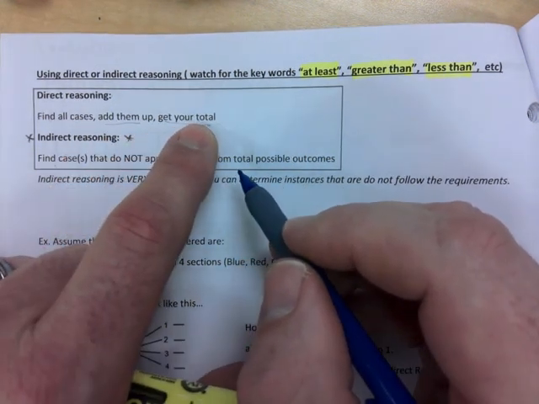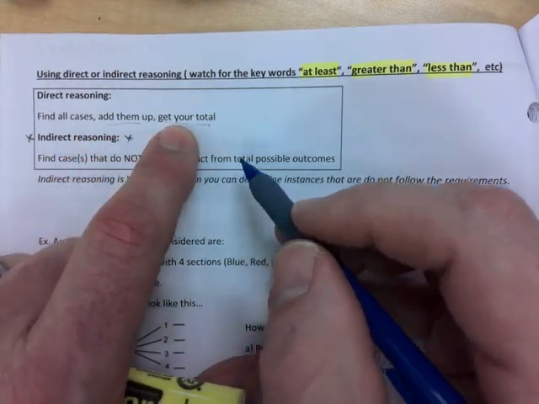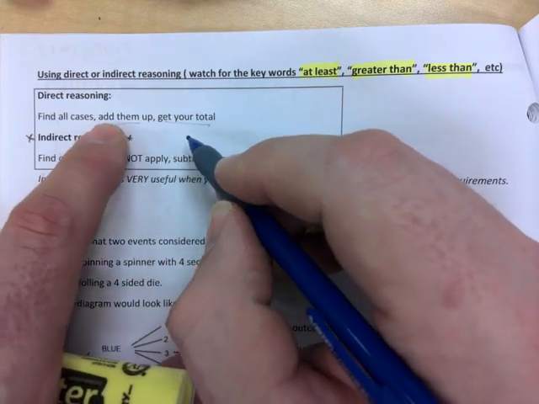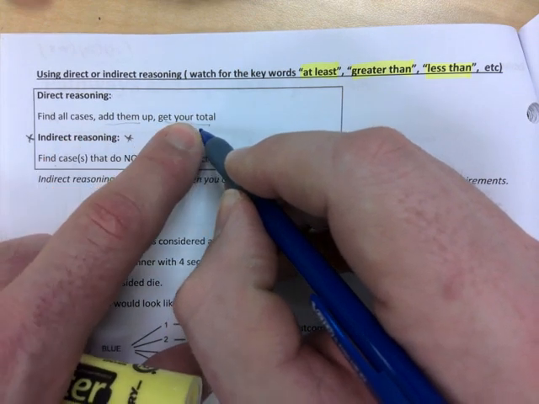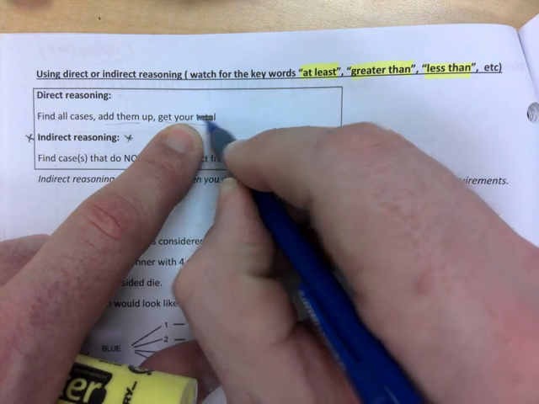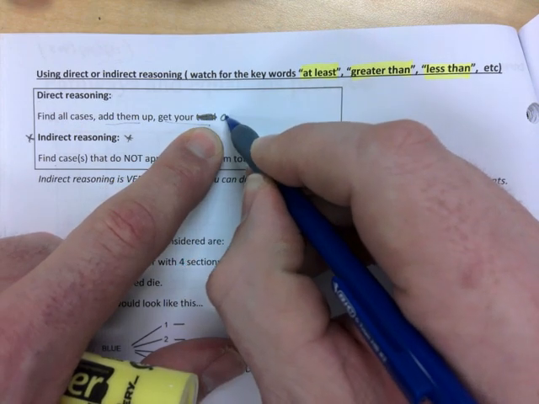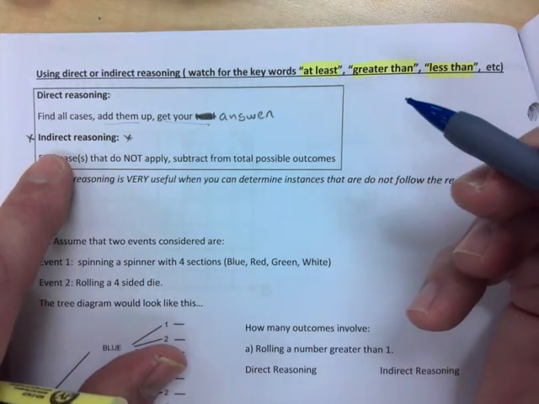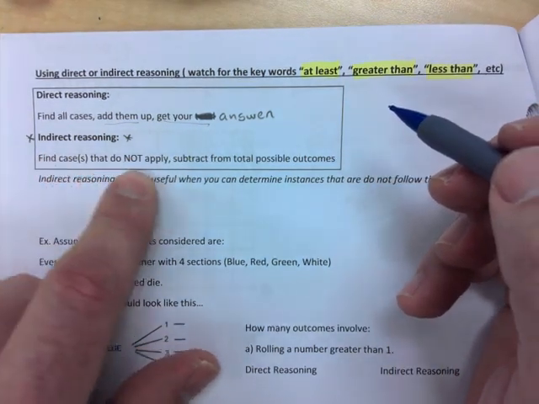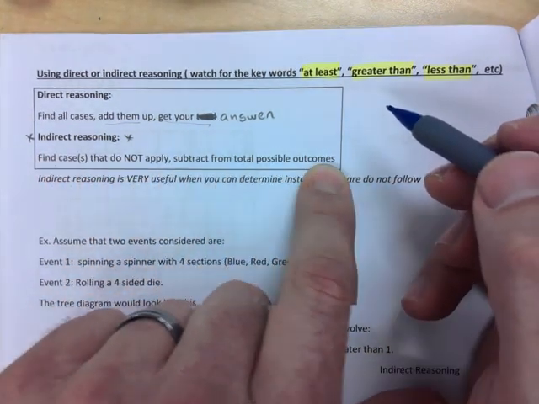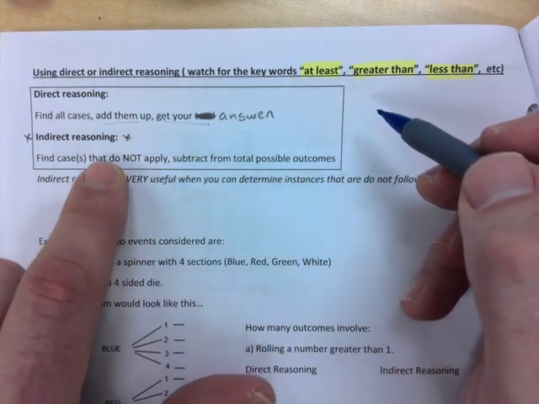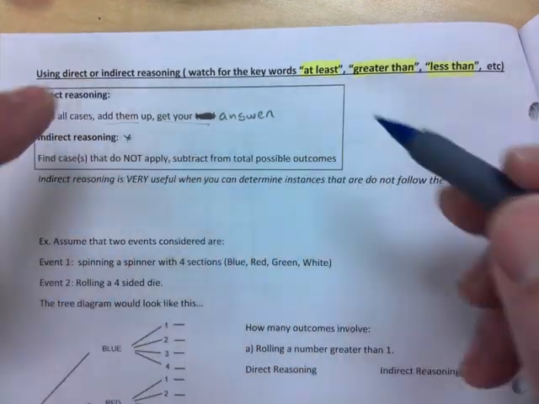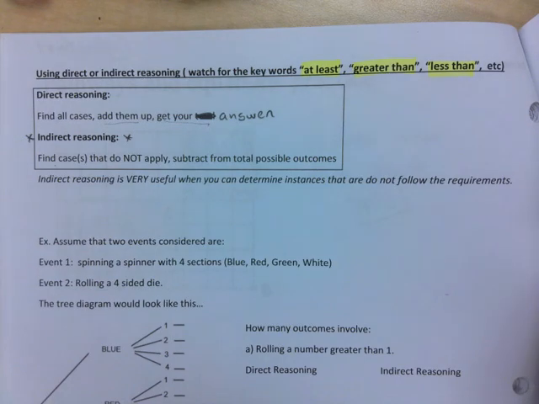Maybe up here, just to clarify, it made sense when I typed it: you add up all the cases and then you get your answer, so that you're not mixing up the total here. That just changes to answer, right? Indirect reasoning: find all the cases that do not apply, subtract it from total possible outcomes. We'll take them away. And then what's left is our answer. So that's what we call indirect reasoning.